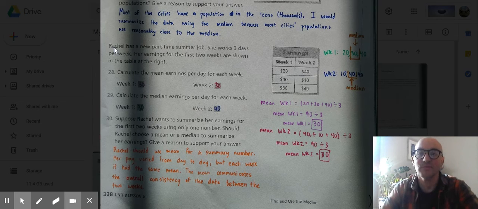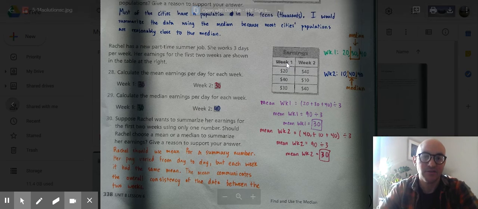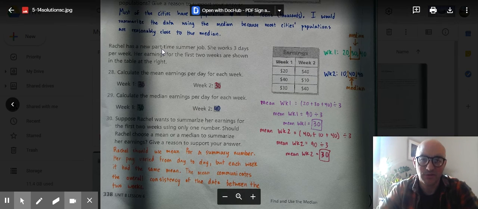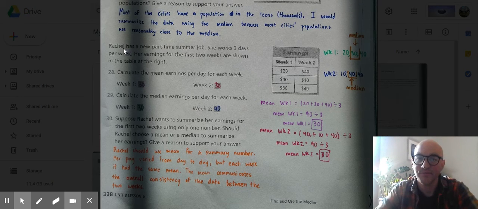And we'll do the same thing here for the second part of the page. So it's basically the same concept, except on this table here, we've got some earnings from week 1 and earnings for week 2. Let's take a look and we'll read our instructions here and then see what we can make sense of these. So it says Rachel has a new part-time summer job. She works 3 days per week. Her earnings on the first 2 weeks are shown in the table on the right.